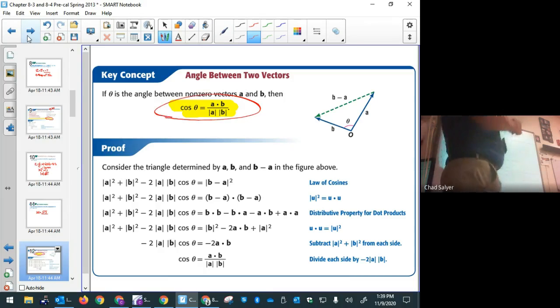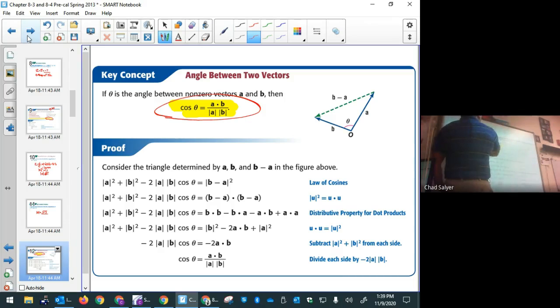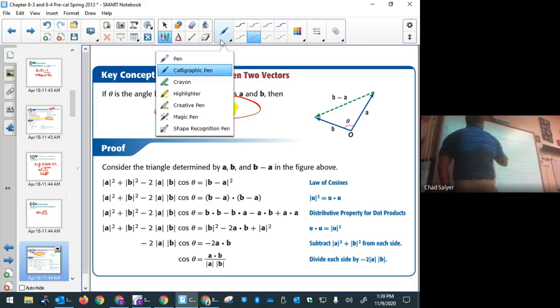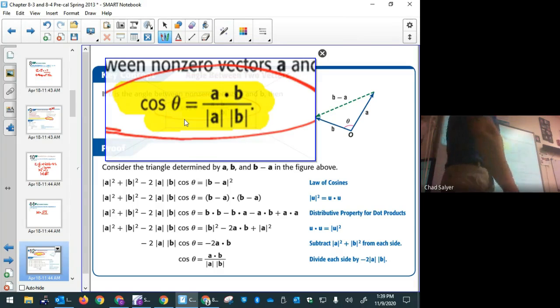The angle between two vectors. So if we have two vectors under consideration, and we assume that they are in standard position, we can find the angle between them using this formula. Computer, enlarge. Thank you, computer.